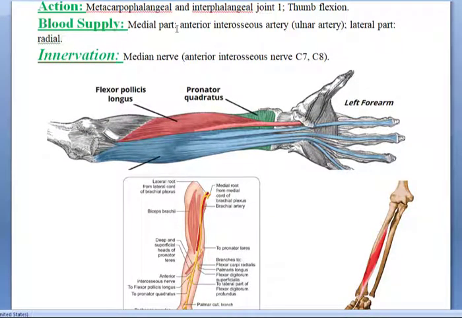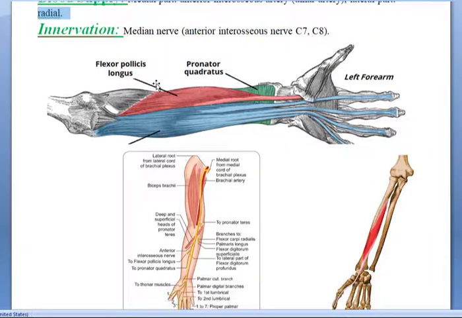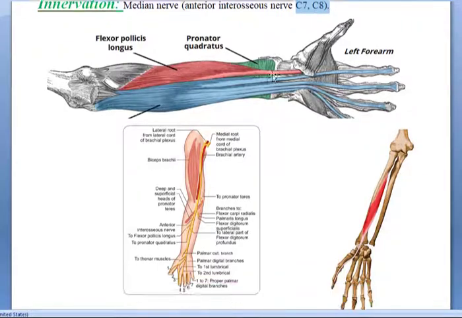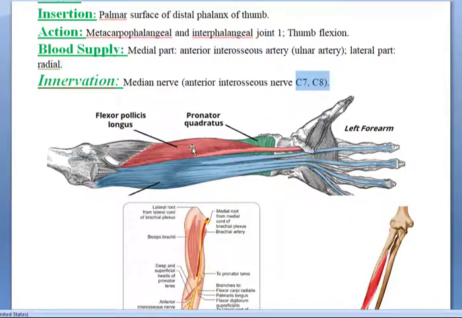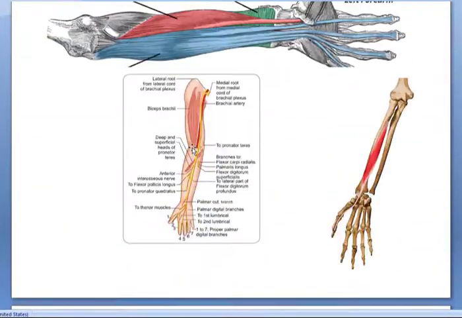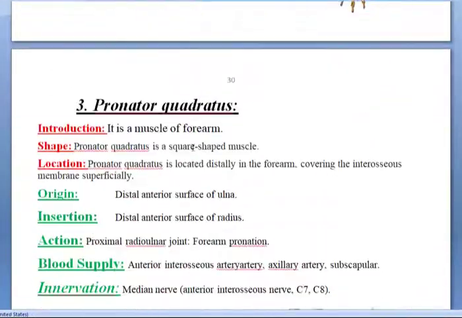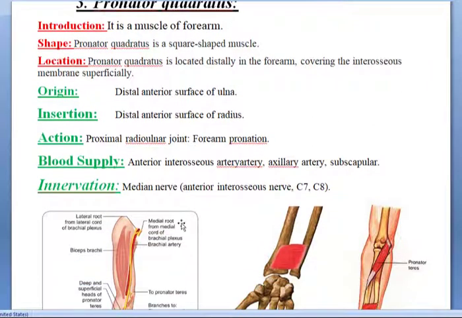What is its blood supply? The median part of it is supplied by the anterior interosseous artery, and the ulnar part is supplied by the ulnar artery, and the lateral part by the radial artery, right? And its innervation: it is innervated by the median nerve and the anterior interosseous nerve, which come from C7 and C8. So here you can see that. This was about flexor pollicis longus. Then there is the pronator quadratus muscle.